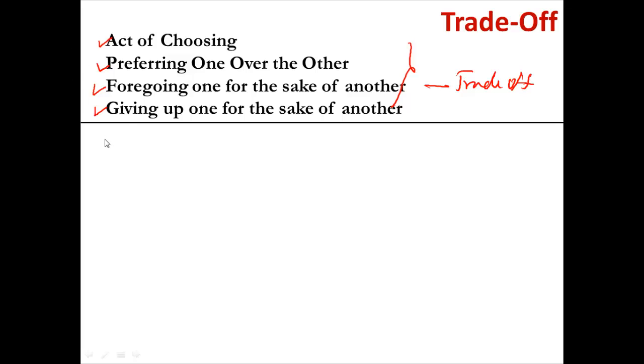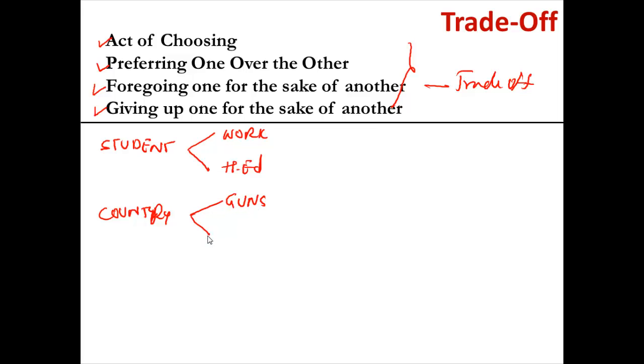Take the situation of a student. The student faces an option after his college education: go for work, or he can go for higher education. Another trade-off example is a country which can make investment on guns, or it can produce bridges.